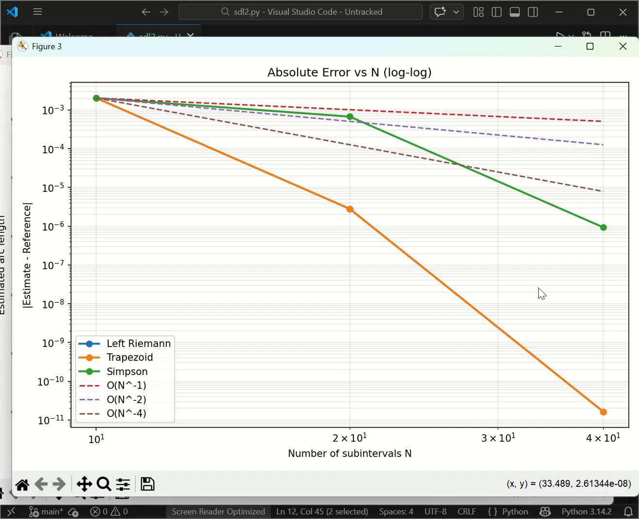Overall, this project demonstrates how mathematical theory matches computational results. And as we increase resolution, like this line right here, accuracy improves. And Simpson's rule consistently outperforms the other methods in both accuracy and efficiency.